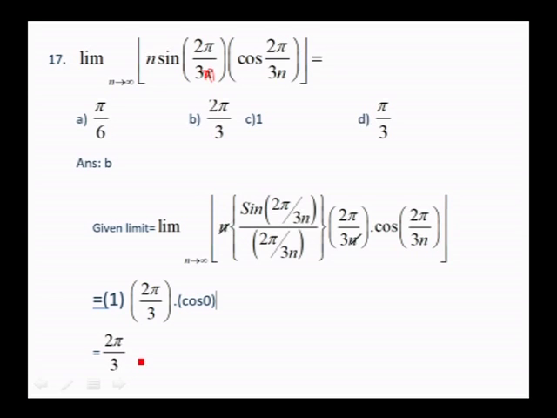So n into 1 into 2 pi by 3, 2 pi by 3 is the answer. Answer is B.